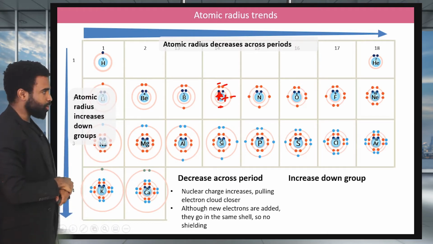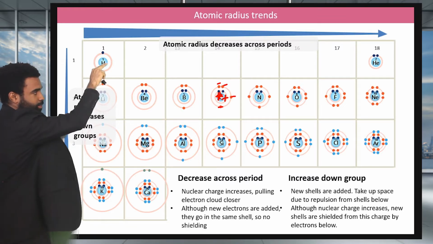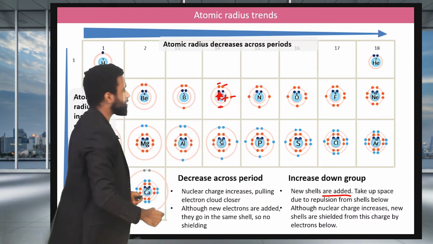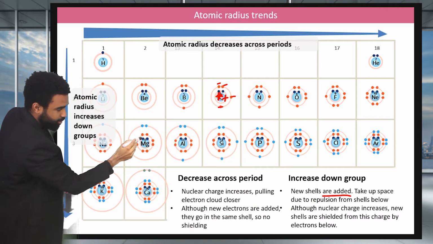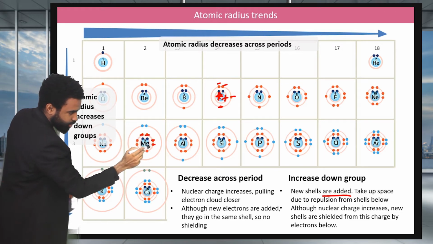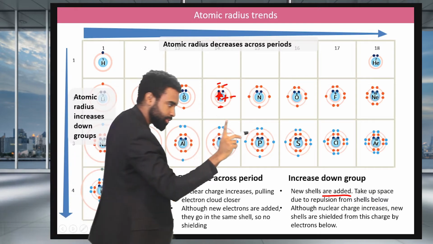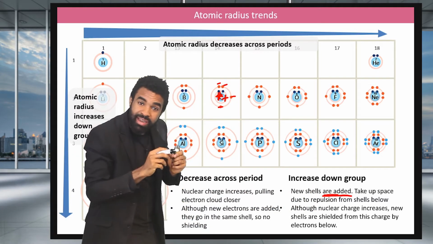This one is a bit more obvious and intuitive. The first thing you notice is that the number of shells is increasing. So new shells are added. And because these new shells are being repelled by the electrons beneath, they take up more space. So it's important to mention that even though the new shells are being added, the actual electrons don't take up that much space.